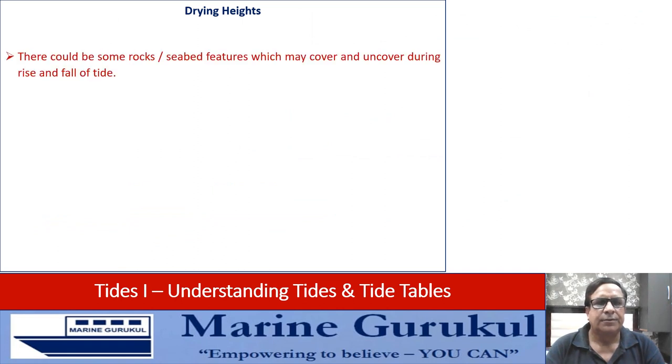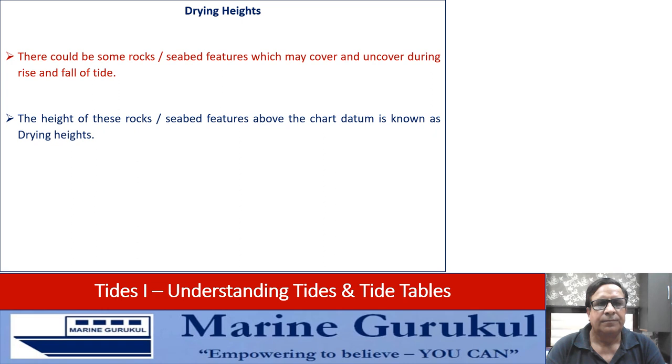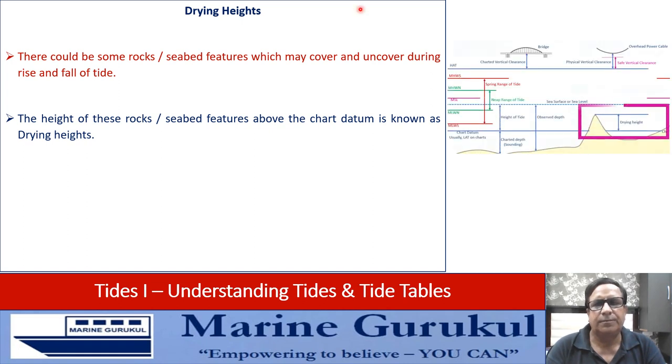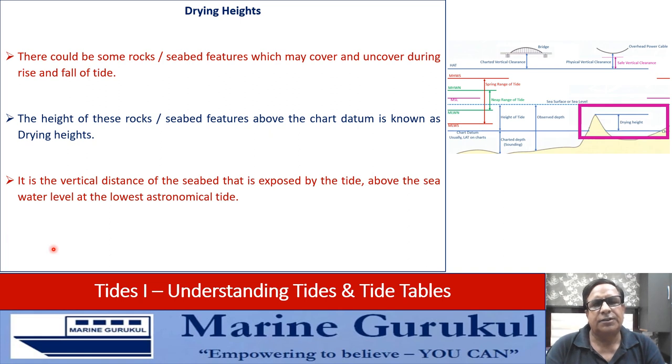Drying heights. There could be some rocks or seabed features which may cover and uncover during rise and fall of tide. The height of such seabed features or rocks above the chart datum, so the reference is the chart datum. So above the chart datum is known as the drying height. You can see in this diagram, we shall see it in a bigger diagram in a while from now. It is the vertical distance of the seabed that is exposed by tide above the seawater level at the lowest astronomical tide or above the chart datum.